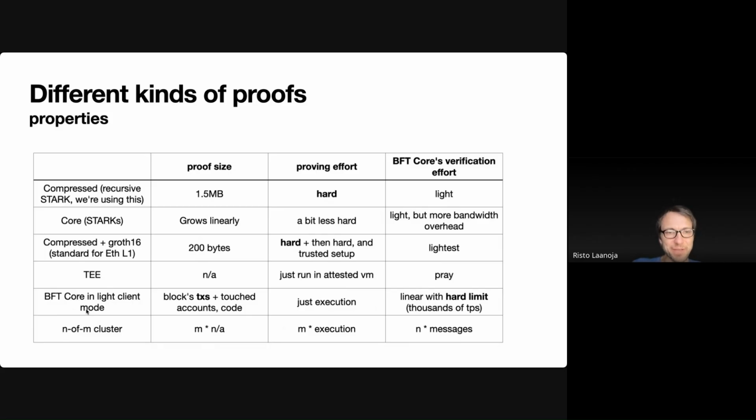What I'm trying to say is that for our use case, this BFT core in light client mode in fact makes sense. Because at least my gut feeling is that up to like 1,000 transactions per second, it is even easier to validate or verify from BFT core than ZK proofs. And we do not have to do any proving on the EVM side. So we have finality in a couple of seconds, no proving, but the security is even stronger than in the case of ZK.